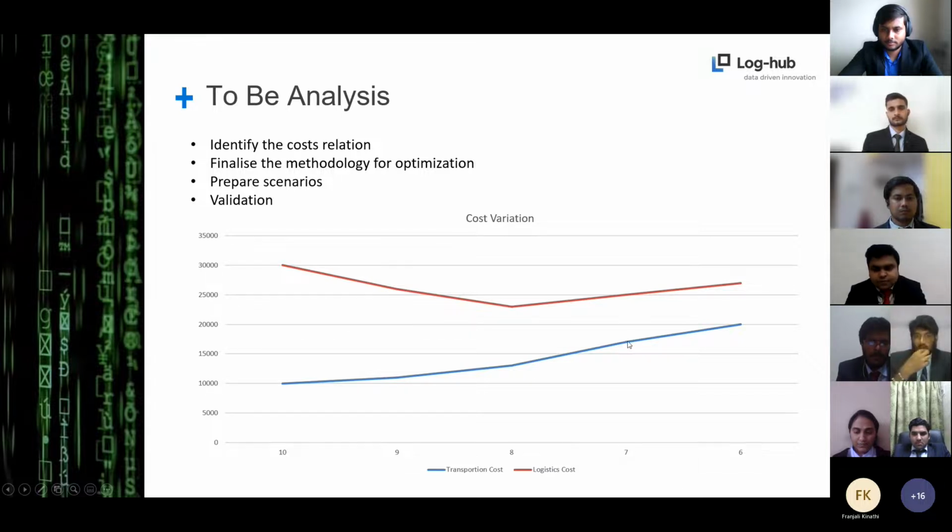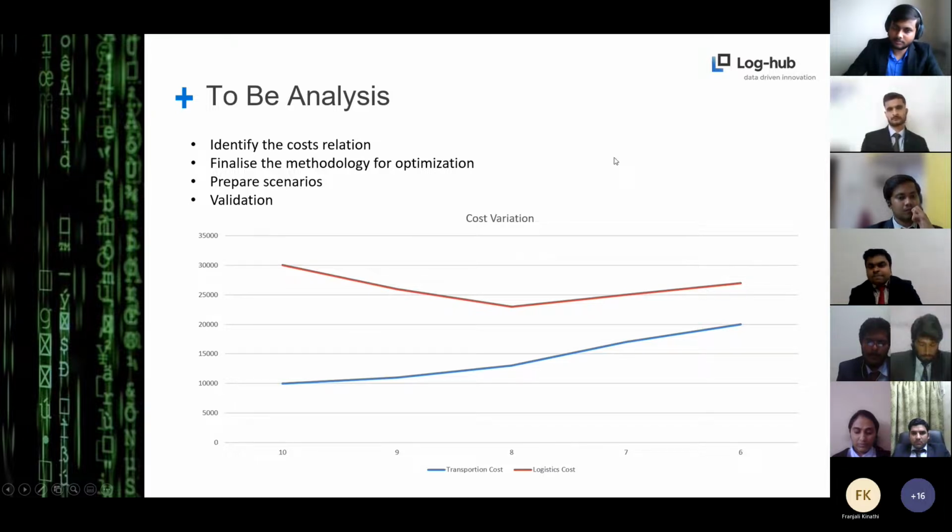Your transportation cost has increased, but your logistics cost has also increased slightly. So now you found a valley point. This is the point that you have to identify in your 2B analysis. Whenever you're doing a 2B analysis, you have to identify the balancing point between your various costs so that your total logistics cost would reduce. And this is the fundamental of the 2B analysis.